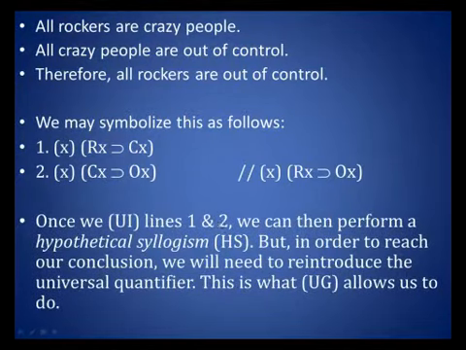Once we UI lines 1 and 2, we can then perform hypothetical syllogism. But in order to reach our conclusion, we will need to reintroduce the universal quantifier, and this is what UG allows us to do. So remember, with universal instantiation on premise 1 and premise 2, I'll be allowed to remove these quantifiers. But notice my conclusion is a universal statement. So in order to reach my conclusion, I'm going to have to reintroduce my quantifier, which is exactly what UG is going to allow me to do.